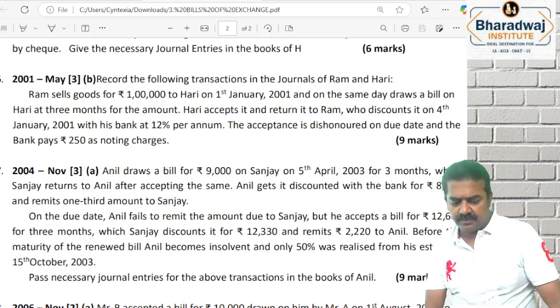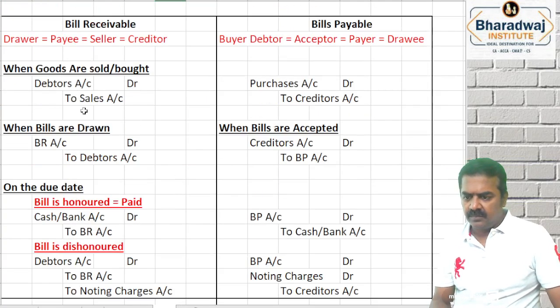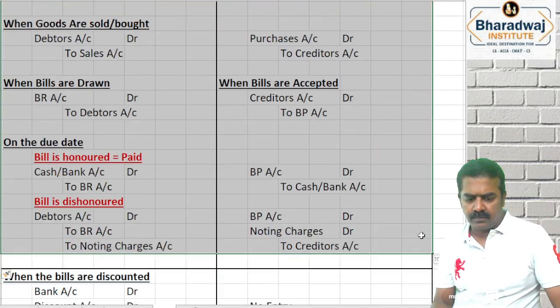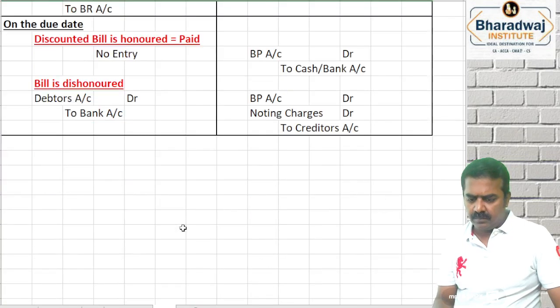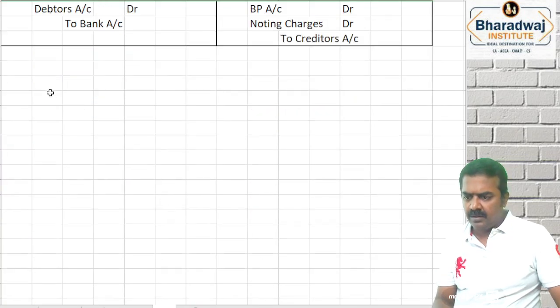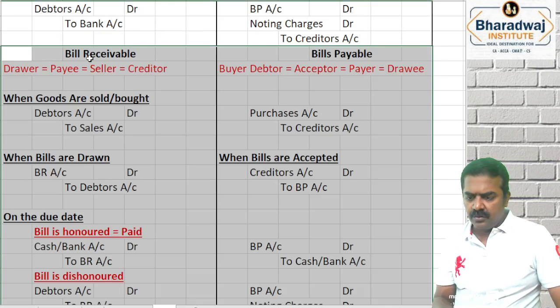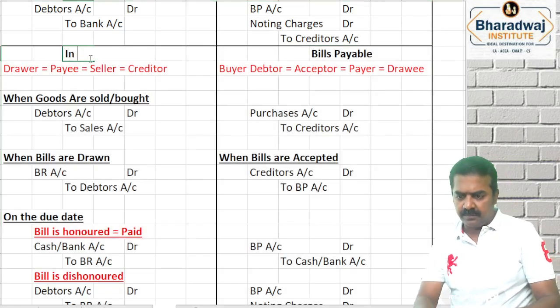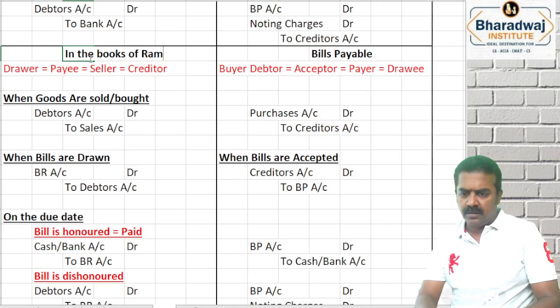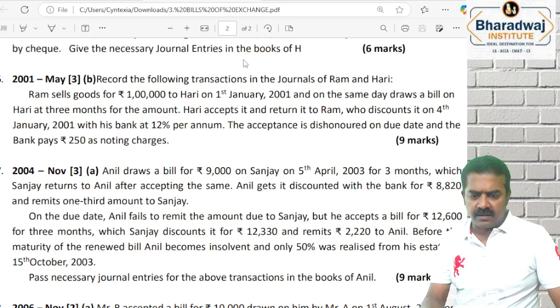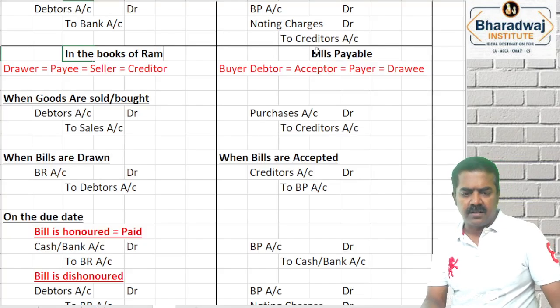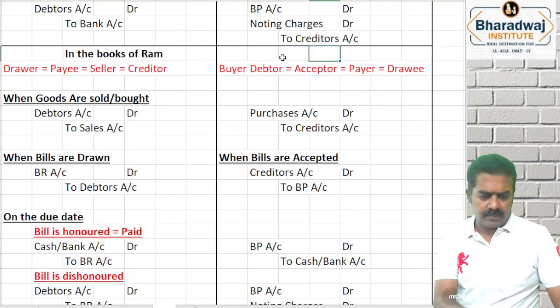Shall we start? Have 2 columns. First column in the books of Ram. Ram is the seller. Who's the purchaser? Hari.